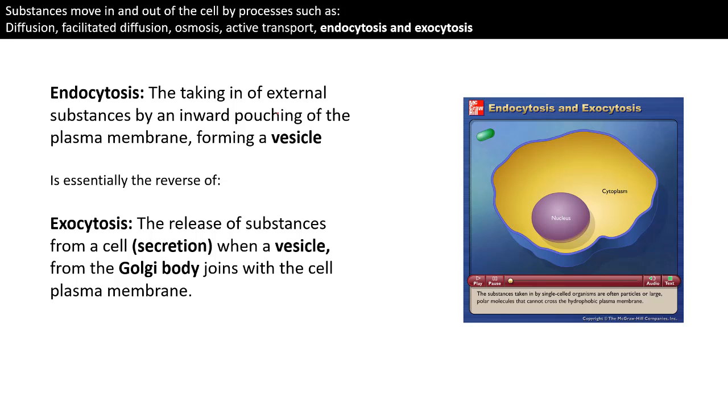Okay, last things that we're going to look at are endocytosis and exocytosis. Endo means in, and exo means out of the cell, into the cell, out of the cell. So endocytosis is the taking in of external substances by the inward pouching of the plasma membrane, forming a vesicle. Okay, so that's how we can get large things in that cannot fit through a protein. And exocytosis is the release of substances from a cell. We call that secretion, when a vesicle from the Golgi body joins with the cell plasma membrane.